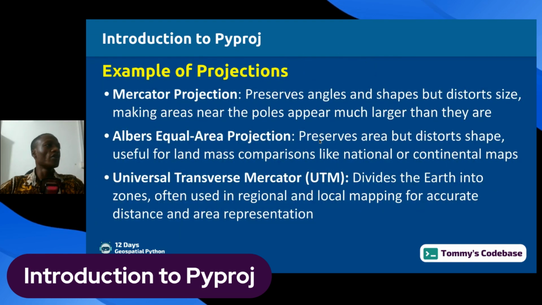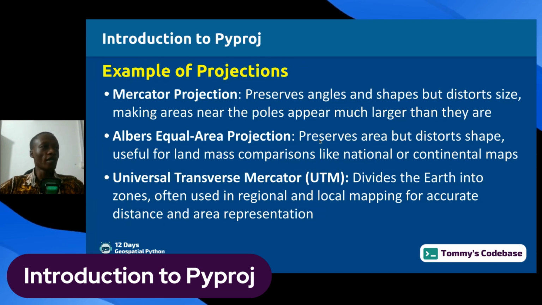So a few examples of projections: the Mercator projection does well at preserving angles and shape, but it distorts size, especially around the polar regions. The countries there appear larger than they actually are because of how the Mercator projection works. And we have the Albers equal area projection.